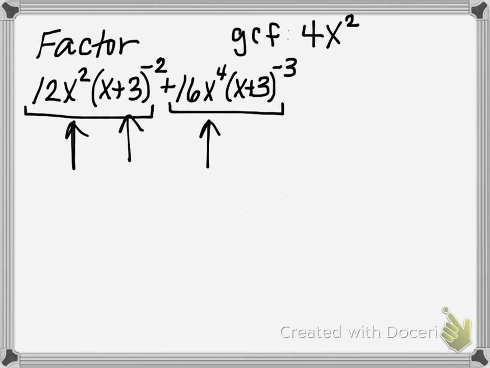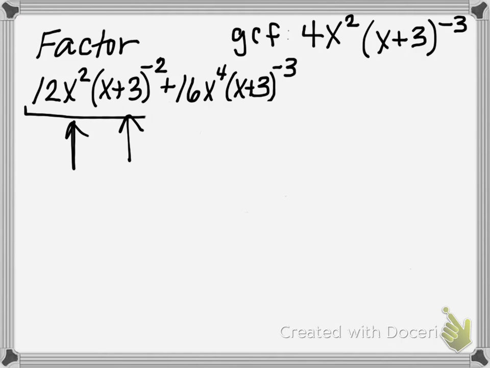And then we take the same approach here with the x plus 3's. So because we have x plus 3 to the negative 2 power and x plus 3 to the negative 3 power, the smaller of those two exponents is the negative 3. So we're going to factor out an x plus 3 raised to the negative third power because it's the smaller of the two exponents. So let me do a little erasing here. Here's our greatest common factor.